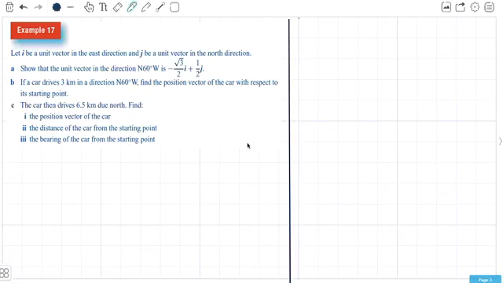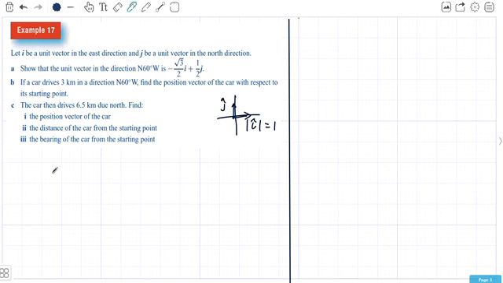So this example here is using all of the skills that you've got so far in this chapter, and also going and looking at bearings as well. So here the question asks, let i be a unit vector in the east direction and j be a unit vector in the north direction. That makes sense because if you imagine your compass, i is in the east, so that's a unit vector, so length 1. So remember that the length of i is 1, and north is defined by j, which has a length of 1 as well.